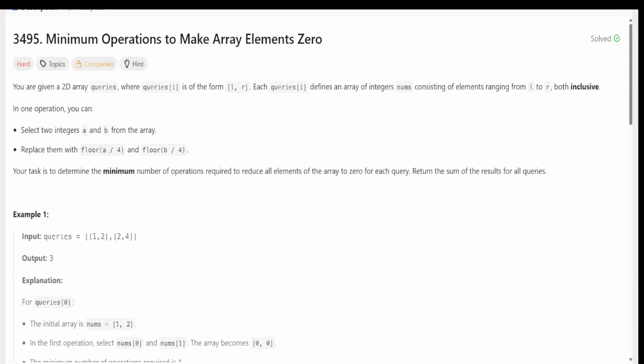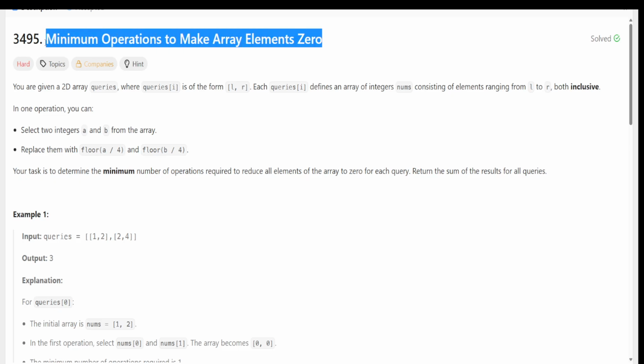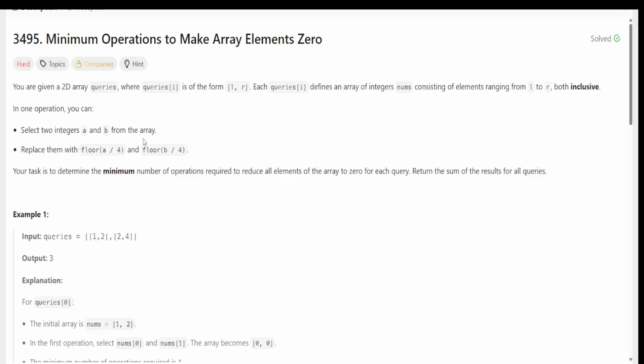Hello everyone, welcome back. In this video, we are going to understand a very important question from LeetCode: Minimum Operations to Make Array Elements Zero. This type of question is very important to understand because in LeetCode contests you will mostly see questions like this, and even if you are going for FANG interviews, you will see this question. The question is very important pattern-wise. Let's talk about the question.